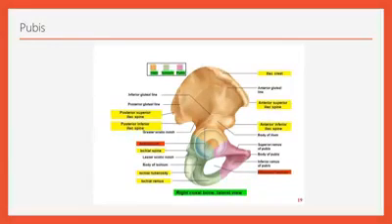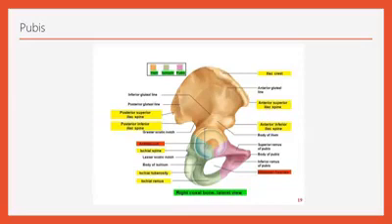The symphysial surface of the hip bone joins with the symphysial surface of the opposite hip bone, and it forms the pubic symphysis. Pubic symphysis is a secondary cartilaginous type of joint.